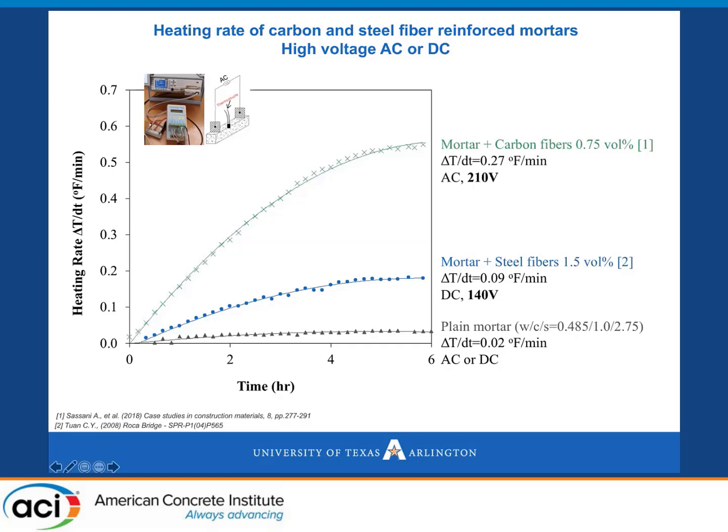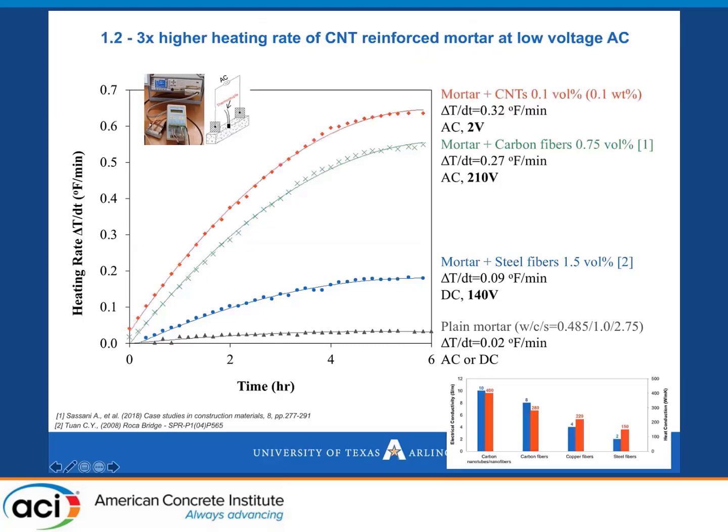But look at the steel fiber reinforced mortar that exhibits a heating rate of 0.09. It's low. Of course, we used 140 volts to compare it with the previous examples. And our next curve, shown in green here, is with carbon fibers, 0.75% per volume. The situation is better. They showed a better heating rate, but the voltage was extremely high. But nevertheless, they achieved a heating rate enough for de-icing.